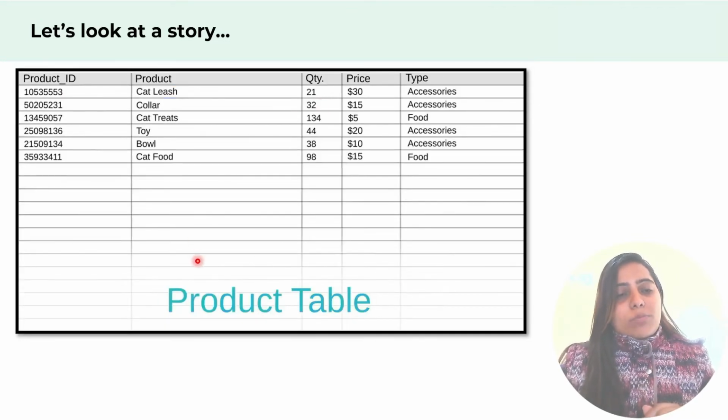In the product table, you are listing the catalog of the quantities found in your store. So this is the quantity and this is the product, and these are the product IDs. So as soon as you get a buyer for cat leash, suppose she's buying 3 quantities, you will cut down the quantity here as well.